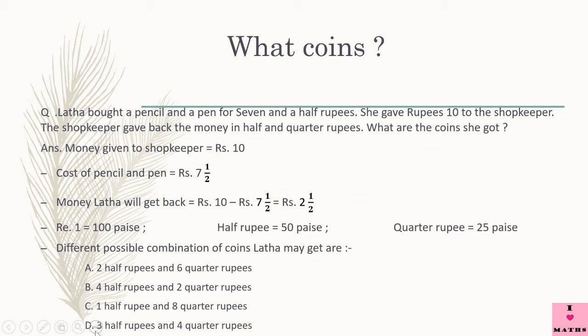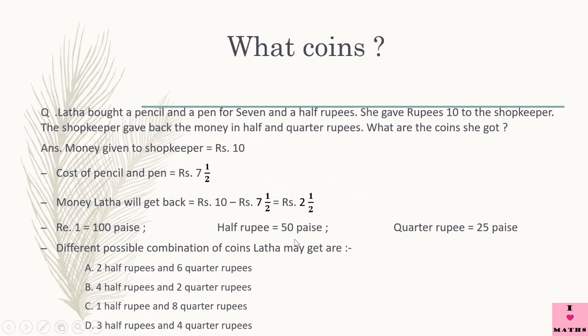Now look at this combination. 3 half rupees and 4 quarter rupees. Okay, 4 quarter rupees will make 1 rupee. 2 half rupees will make 1 more rupee. So 1 plus 1 will be 2 full rupees and 1 half rupee. Again it will make 2.5 rupees.